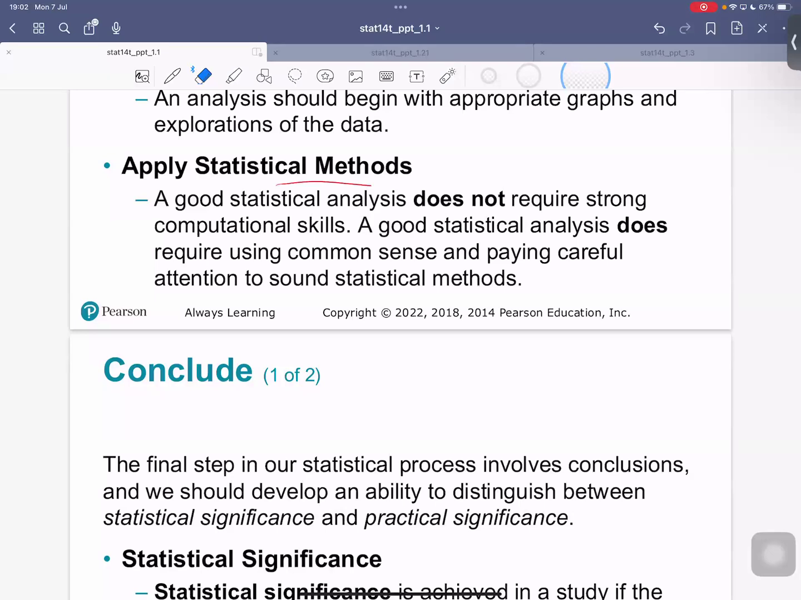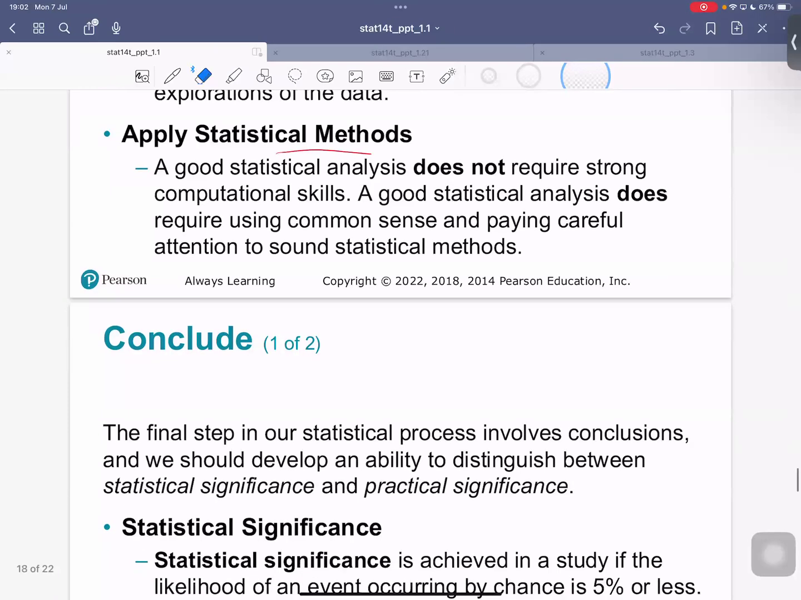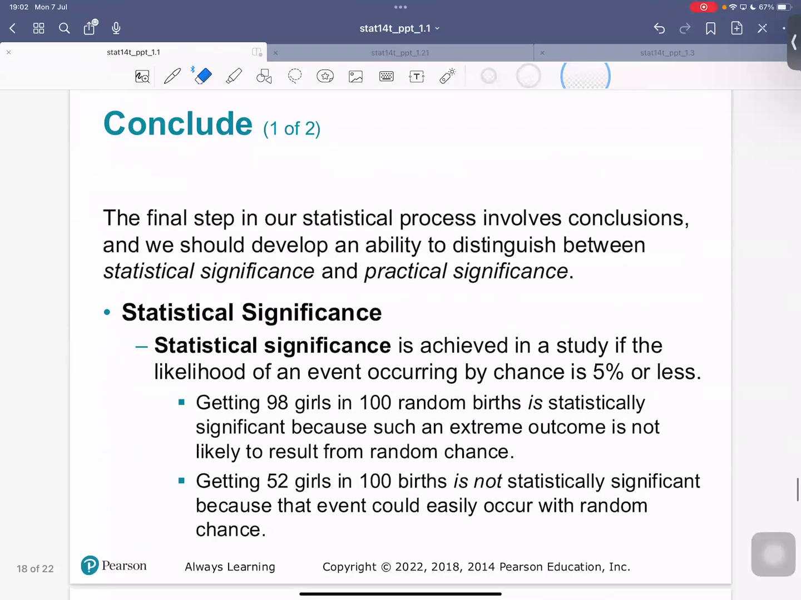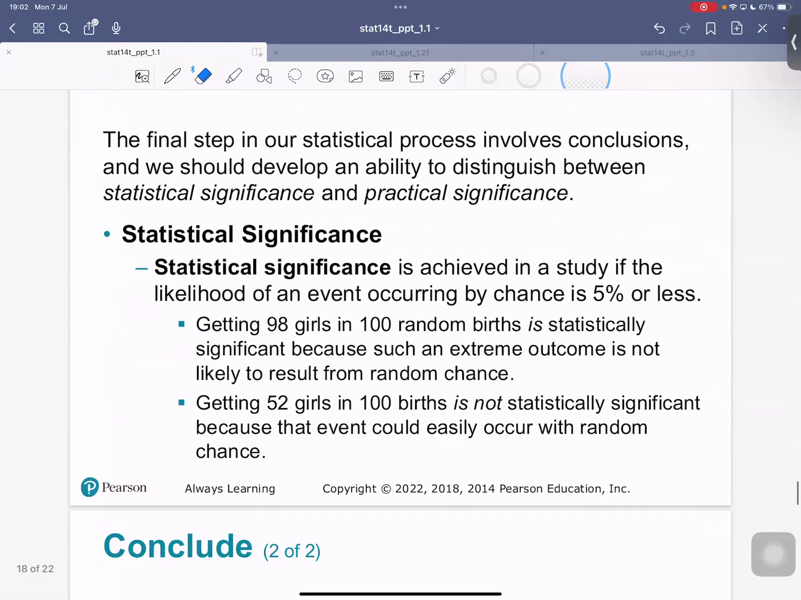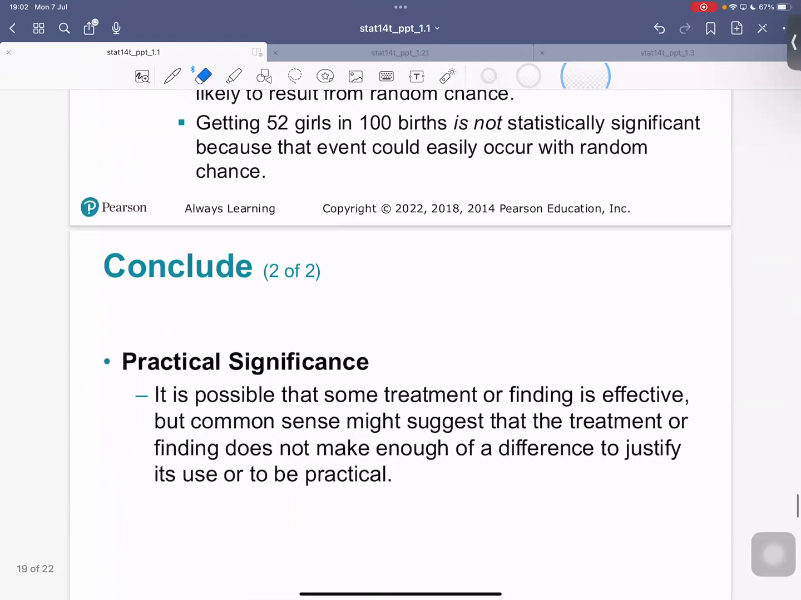So there are a lot of methods. We will study them later on. Don't worry. And then the third step, we make the conclusion. The final step in our statistical process involves conclusion, and we should develop an ability to distinguish between statistical significance and practical significance. Right? We have statistical significance, and the other one.